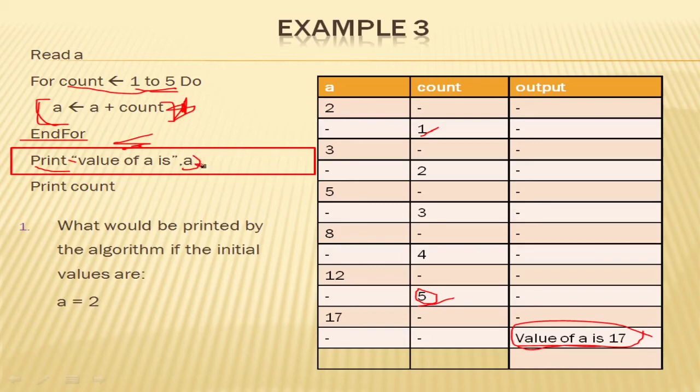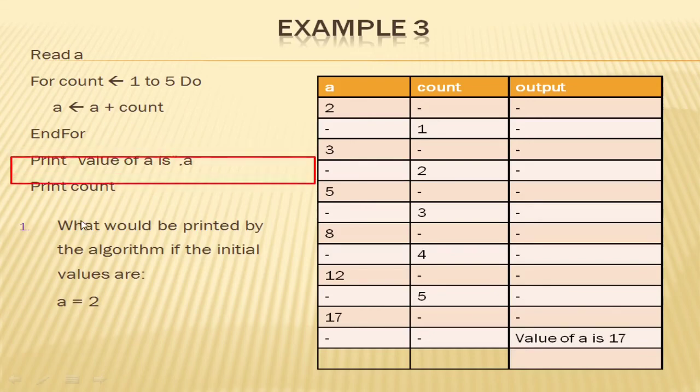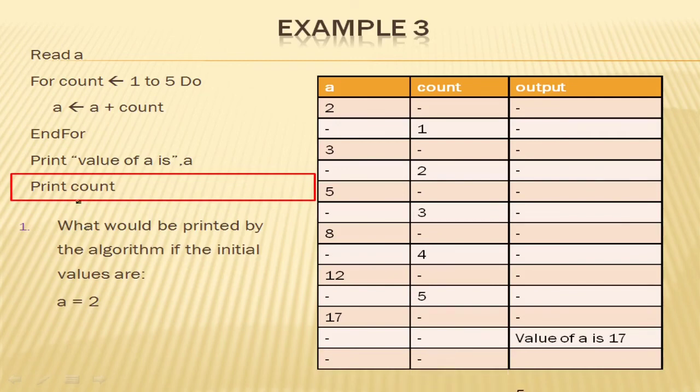And what is the last value of a in the trace table? The last value of a is 17, right? So we're going to substitute it right here. So it means that the output based on this line will be this that we have down here. Value of a is 17, right? All right, good. Then the program is going to go to the next line after that, which is this line, and it says print count, right? This line.